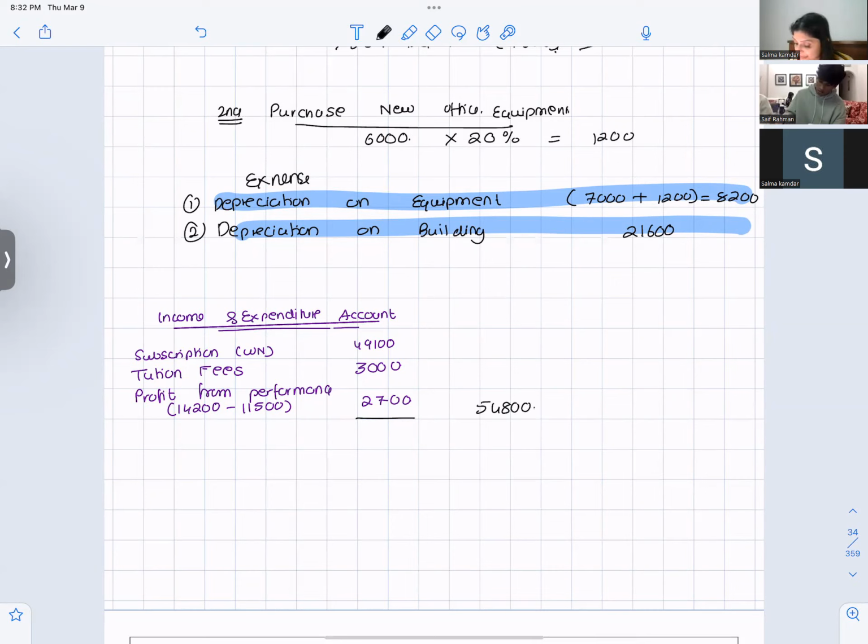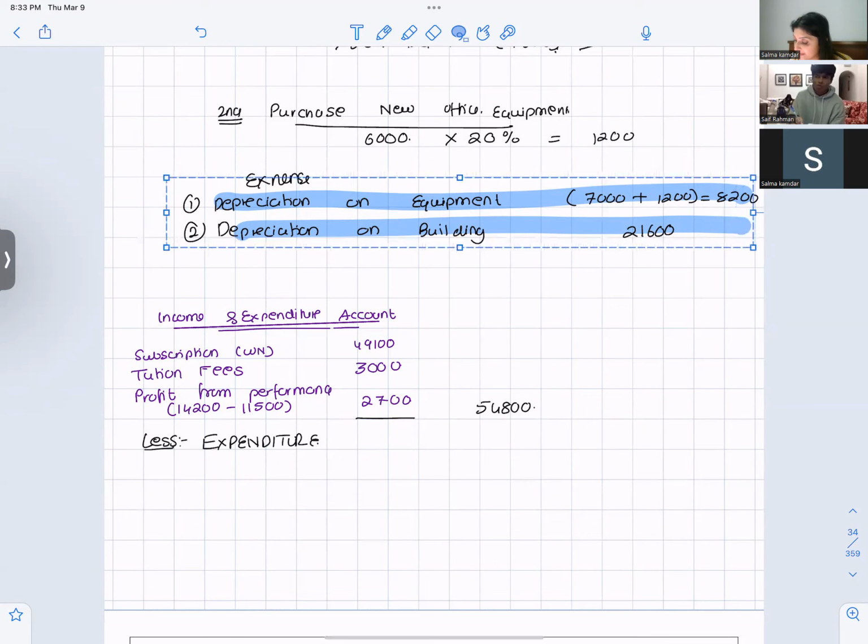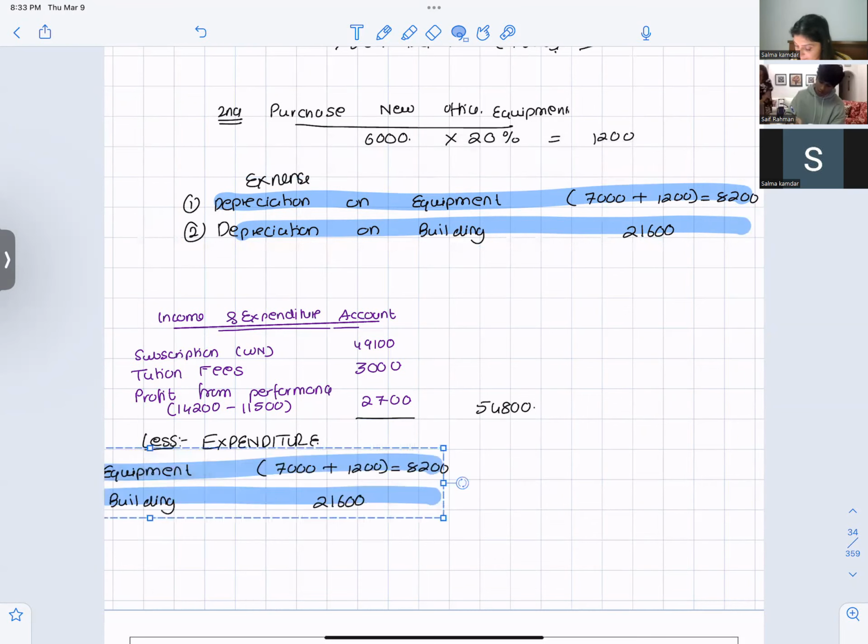Then I will start with expenses. Okay, what are the expenses? The first expenditure that we have is depreciation on building and depreciation on equipment. Please write it. Depreciation.